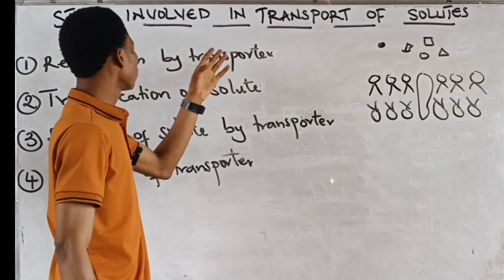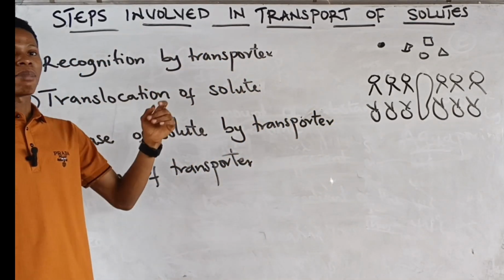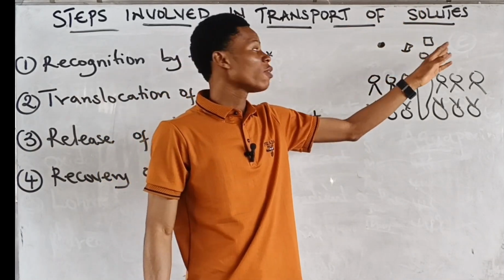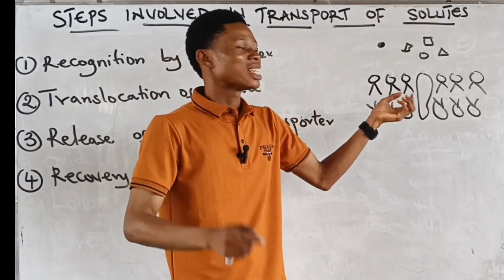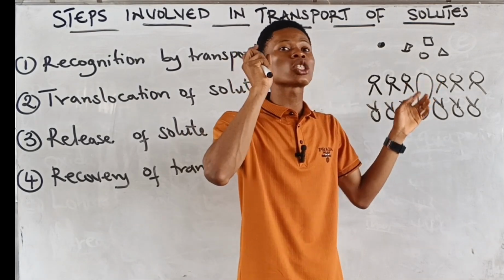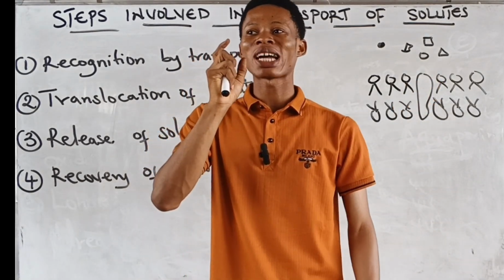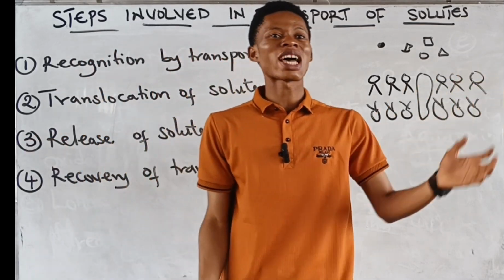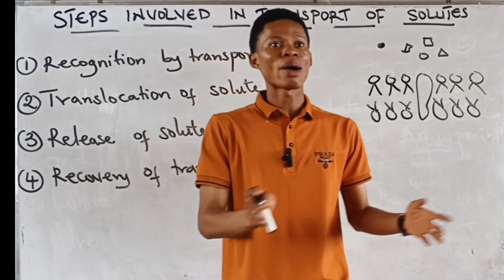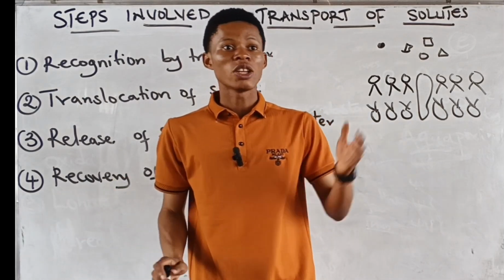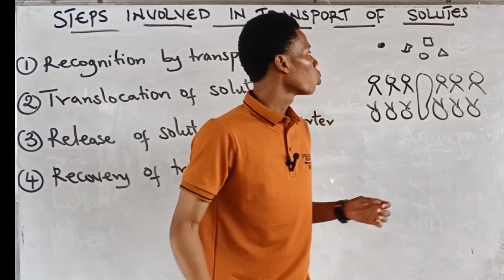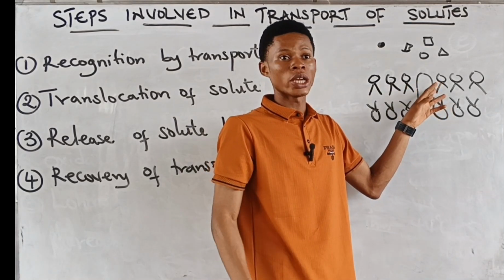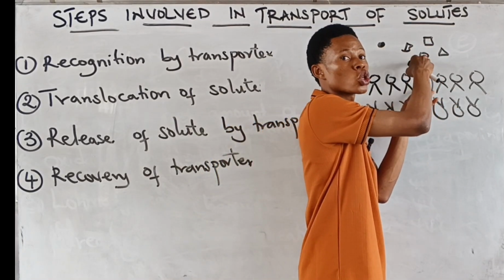The steps involve, first, recognition by the transporter. We have different types of solutes here. First, the transporter will recognize its own solute, because transporters are specific for specific solutes. So glucose has its own transporter. Amino acids have their own transporter. Different things have their own transporter. So first of all, the transporter here, which is the transmembrane protein, has to recognize its own solute.